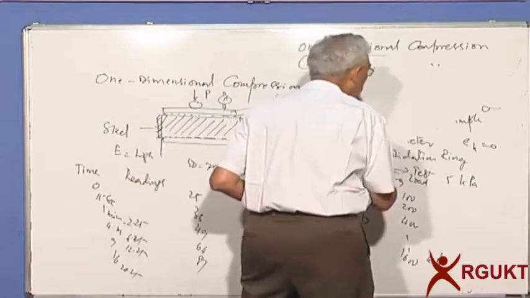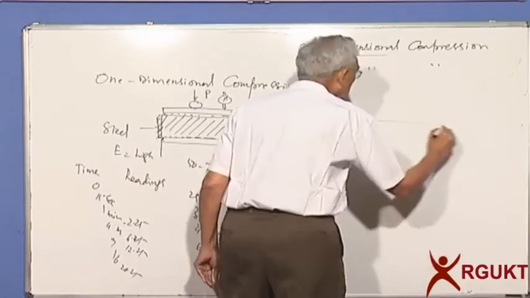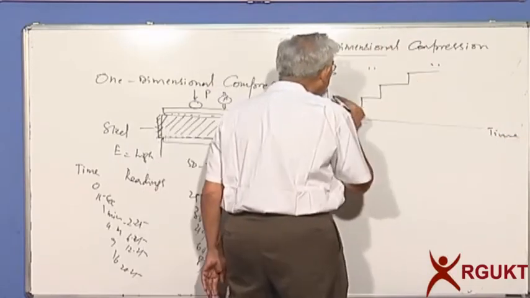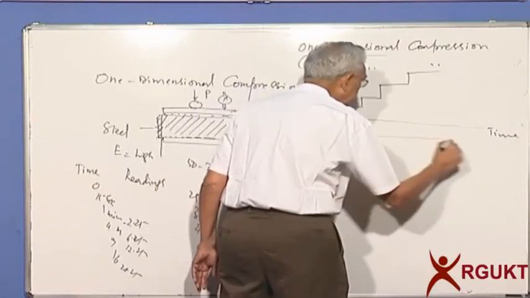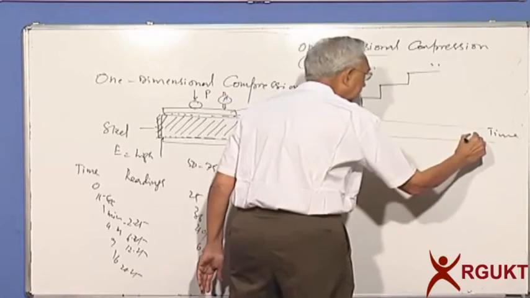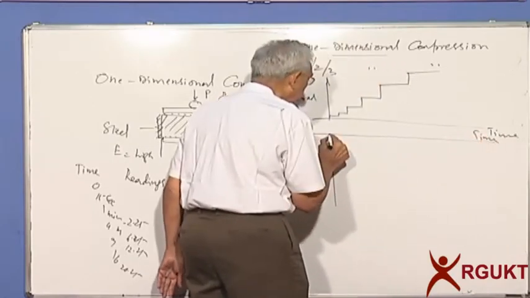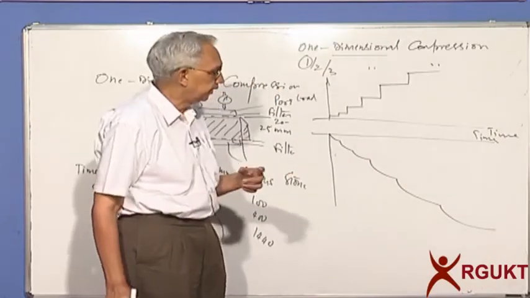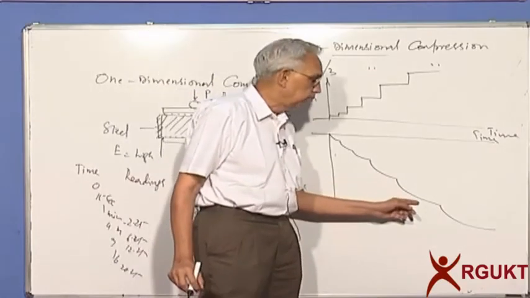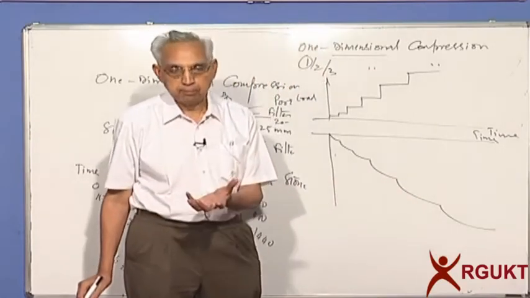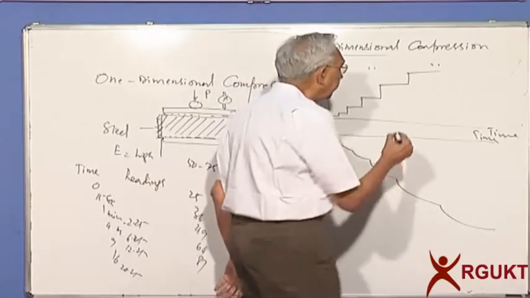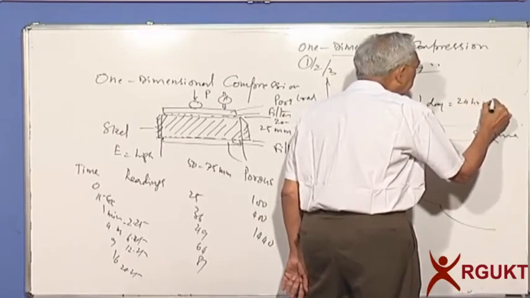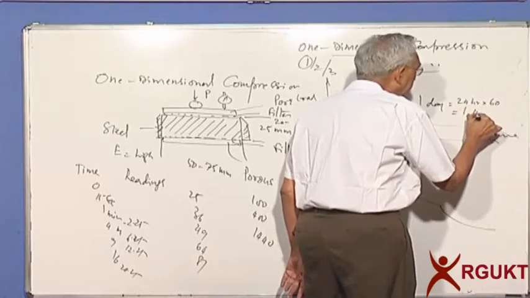So if I plot it, I'm plotting time here and the load, etc. Whereas if I now look at the deformation or compression, again time, you will find that it goes on like this. What you notice is the deformations increase initially very rapidly, but over a period of time they become small and negligible. So if you wait for 1 day, which is equal to 24 hours into 60 minutes, that gives me 1440 minutes.